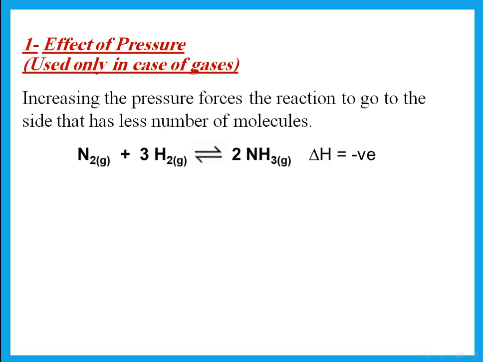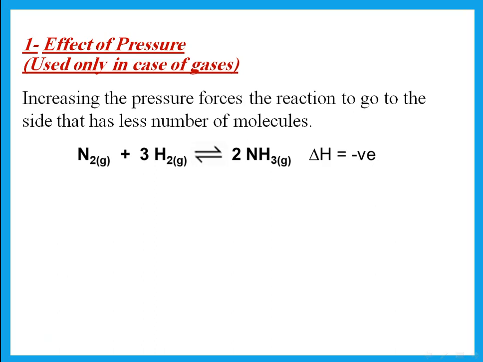That means that increasing the pressure in any reversible reaction will cause it to go to the side that has less number of molecules. Now, which side here has less number of molecules? You should see that the coefficients or the numbers before each compound is a ratio of the number of moles or a ratio of the number of molecules.